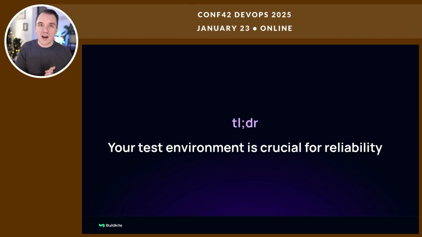So the TLDR from this strategy: a consistent test environment is crucial for reliability, and there are many ways to achieve this depending on your requirements. So you really just need to pick and choose what your CI tool provides relative to those needs, and really lean into that where you can.